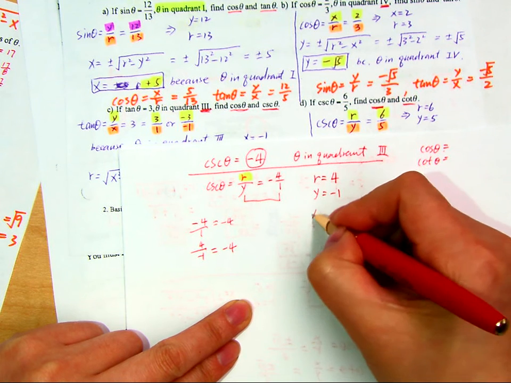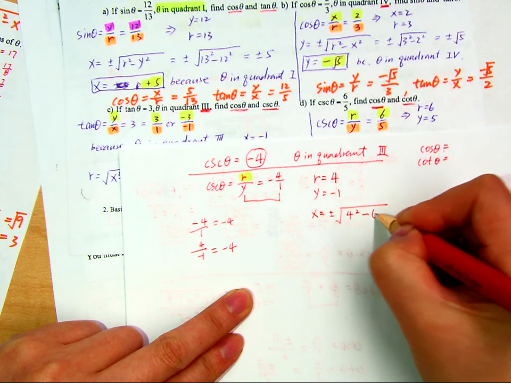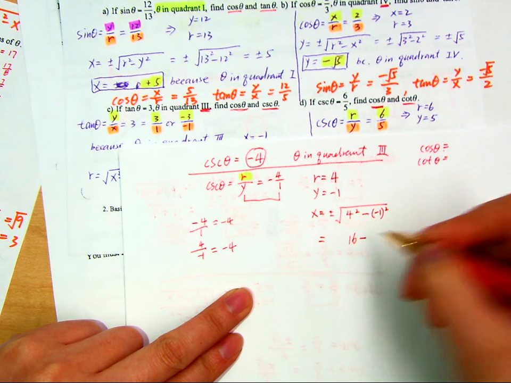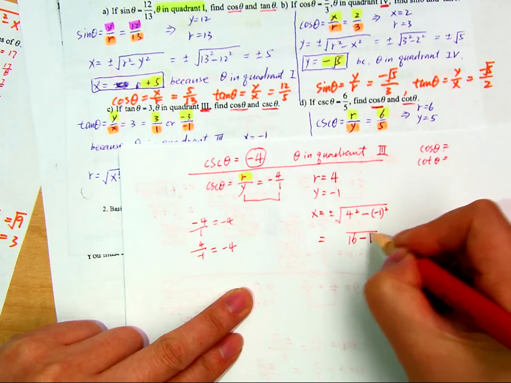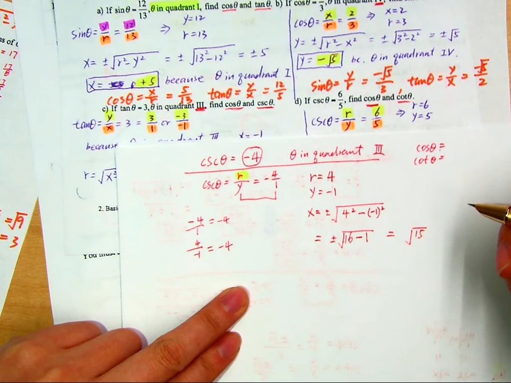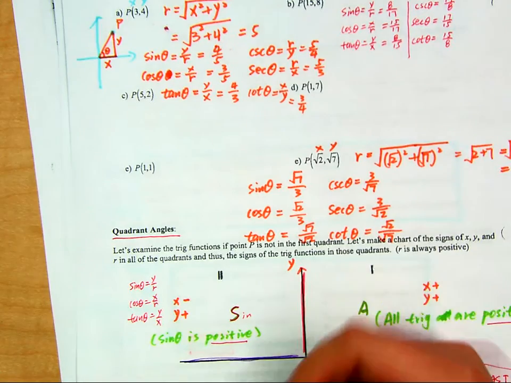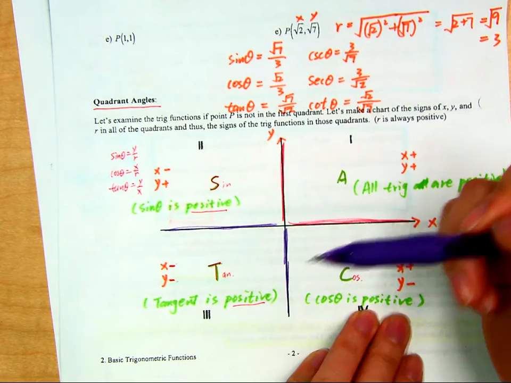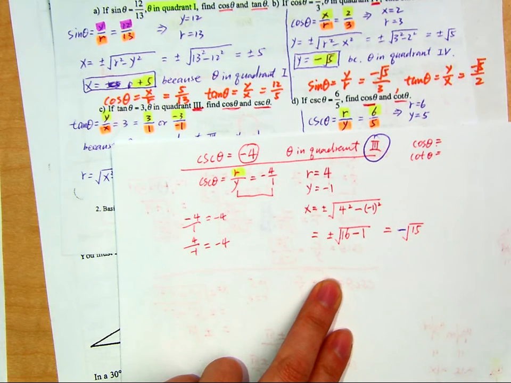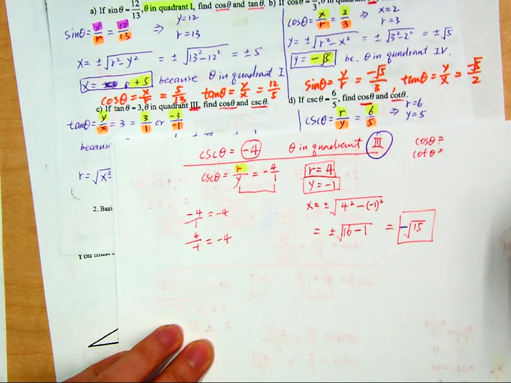Now let's find the x. x is plus or minus the square root of r squared minus y squared. Use parentheses: 4 squared is 16, minus -1 squared is 1. So we have radical 15, plus or minus radical 15. Now let's decide. We know this is in quadrant 3, where the x value and y value are both negative. That means x should be negative radical 15, not plus or minus anymore. After we know these three numbers, then you can find the answer.